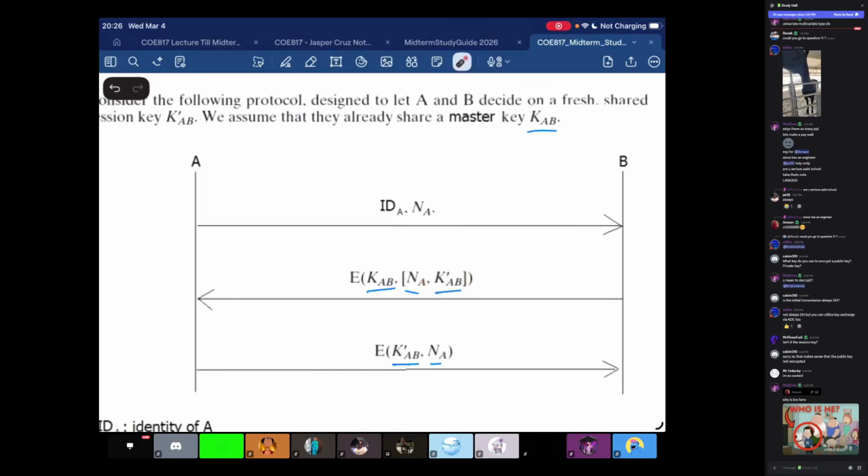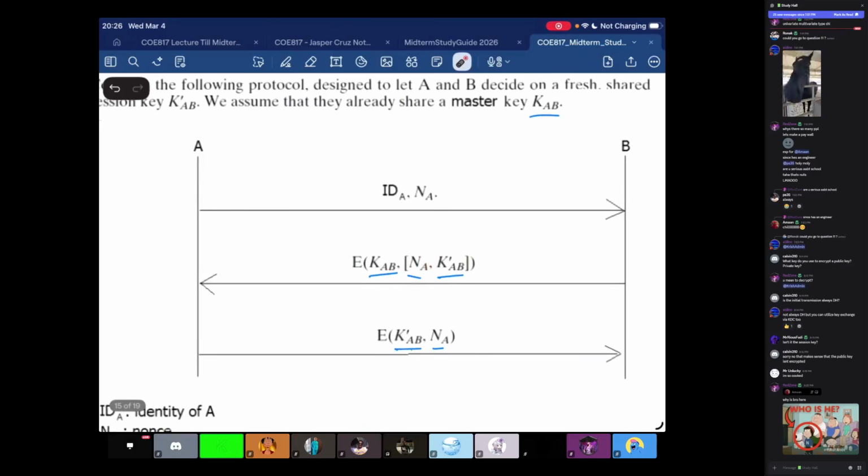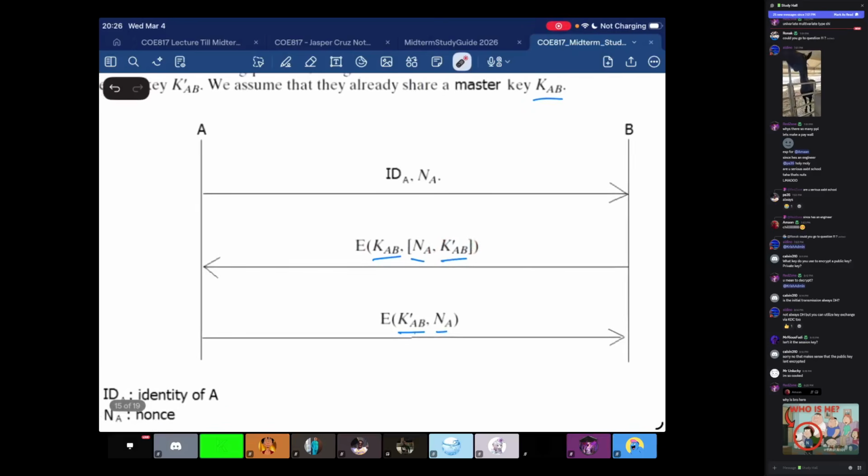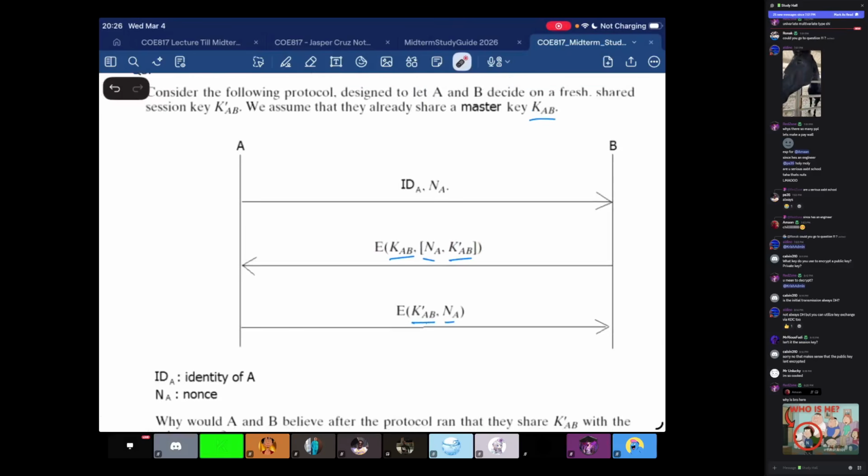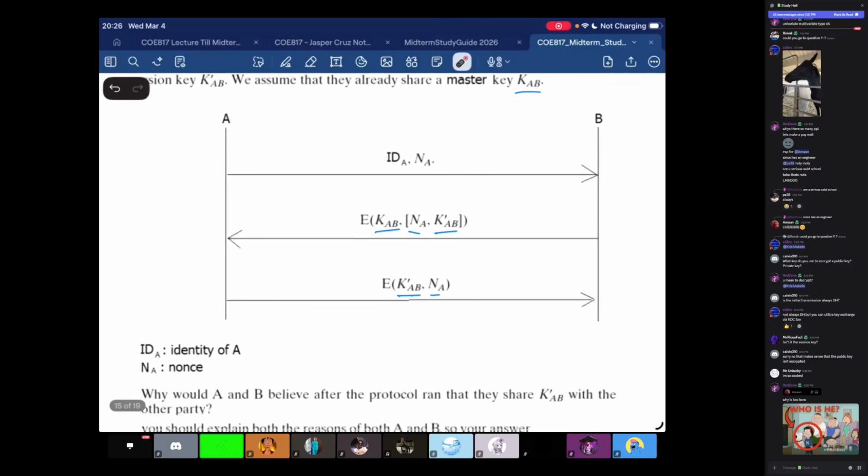Sorry, it's not encrypting, my bad. It's sharing this nonce. This should be the double bar to concatenate, I believe. And then you have the new session key K prime that B wants to use with A. So that's from A's perspective.